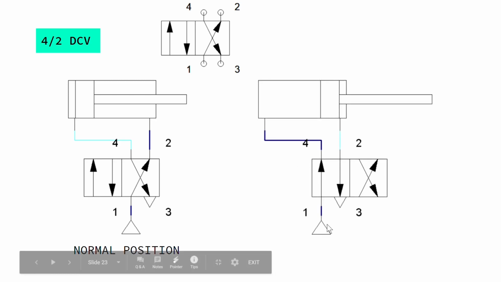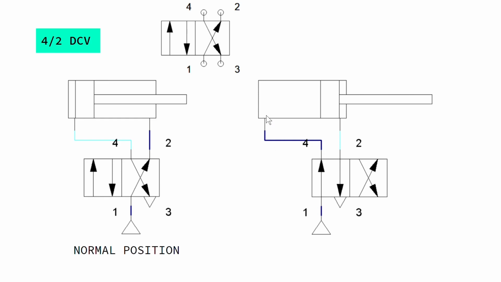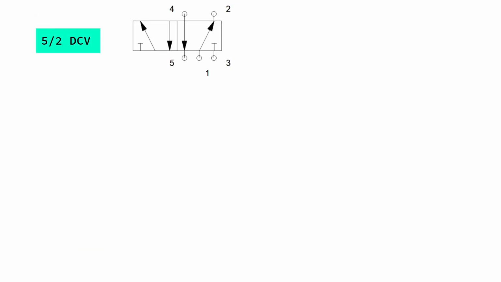But when we switch the position, the compressed air goes like this, and it goes into this cylinder. The piston was before here. As we pass compressed air, it gets extended, and we have some compressed air on this side. We just have air on this side, right? That gets out through this exhaust port. This is the operating position.